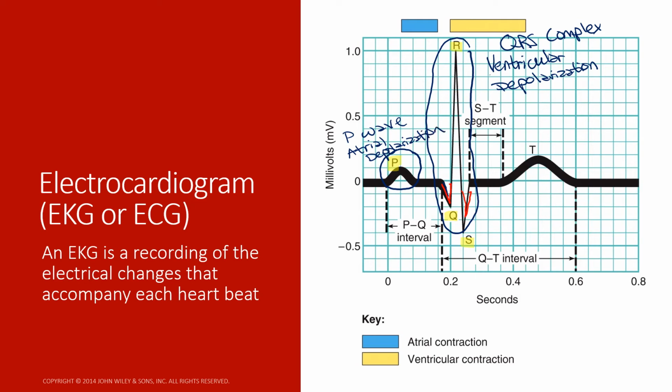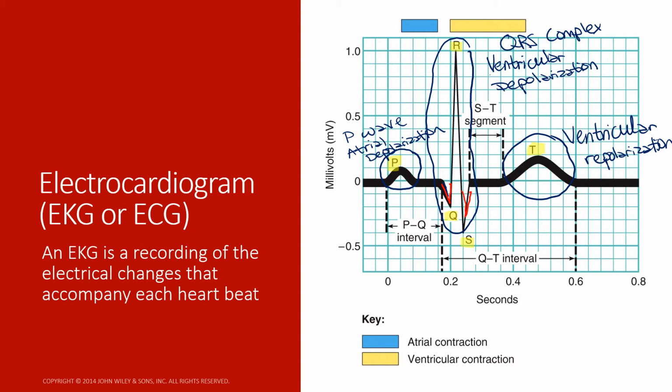Okay, now this third and last wave is this larger dome-shaped little hill, which is called the T wave. So it's going to be this section right here. And this represents ventricular repolarization. This repolarization occurs as the ventricles are starting to relax.